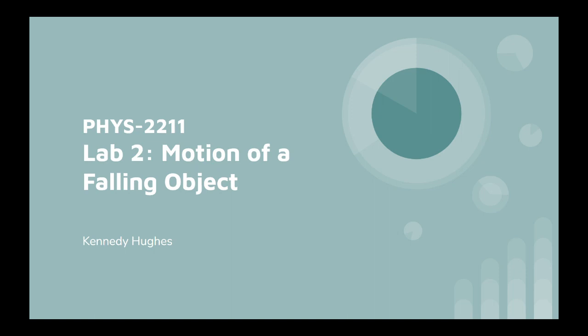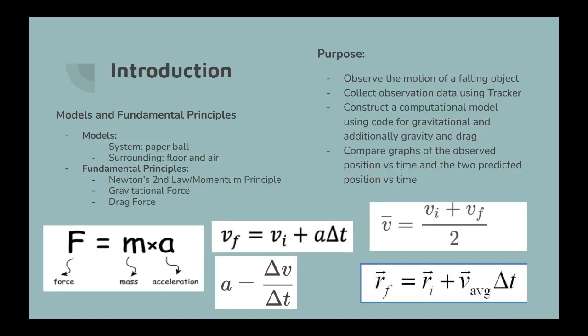This is Lab 2, Motion of a Falling Object. So our purpose of this lab is to observe the motion of a falling object, collect observation data using Tracker, construct a computational model using code for gravitational and also gravitational with drag force, and compare the graphs of all three of those. Our system is a paper ball. Our surroundings are everything else, like the air and floor. Fundamental principles are Newton's second law, gravitational force, and drag force.